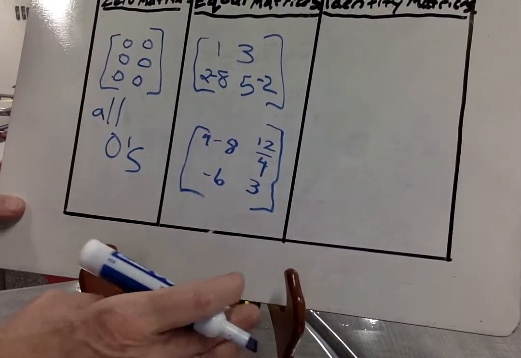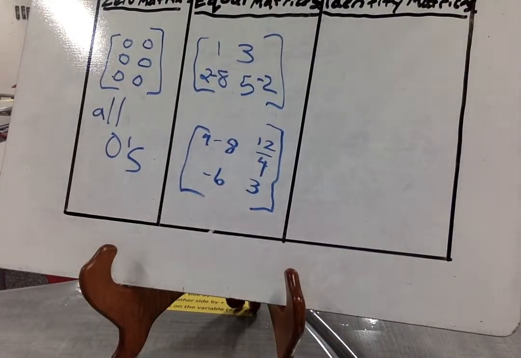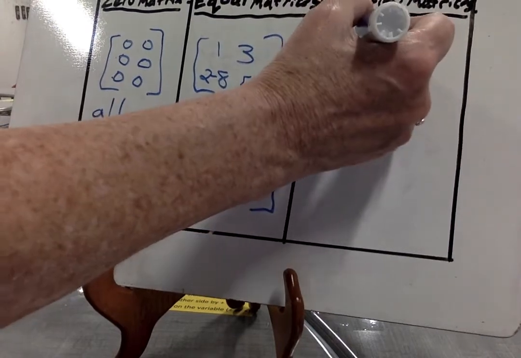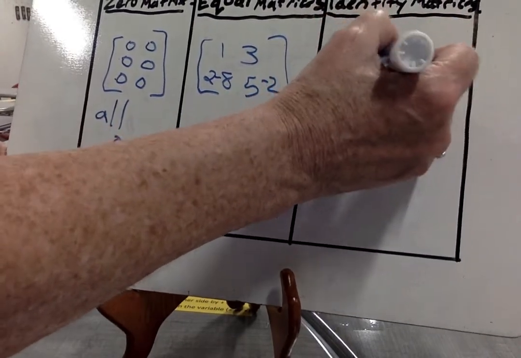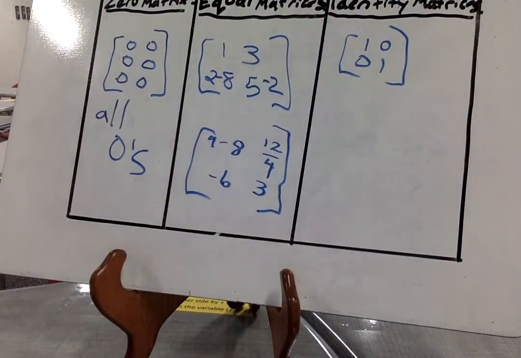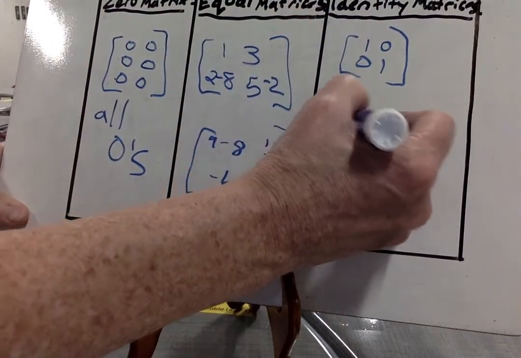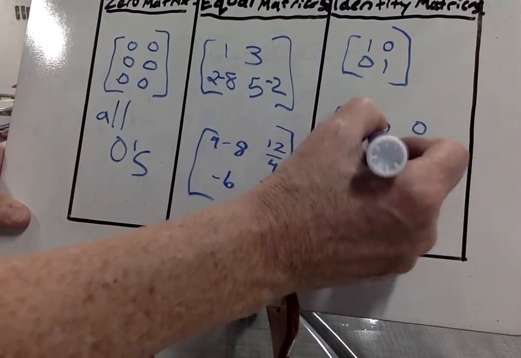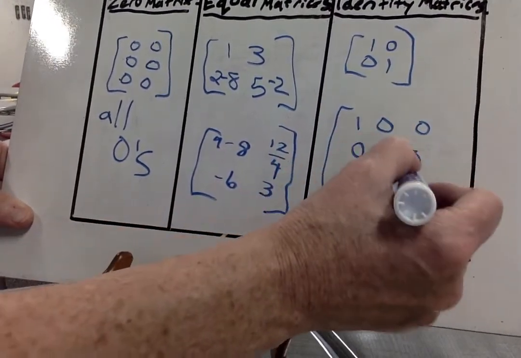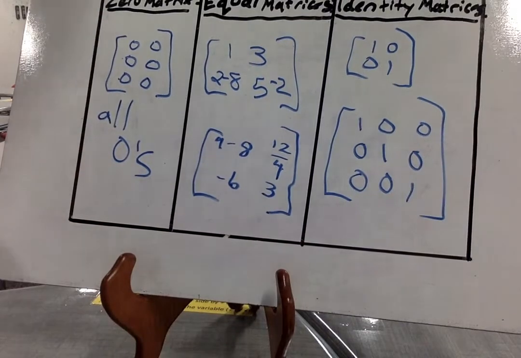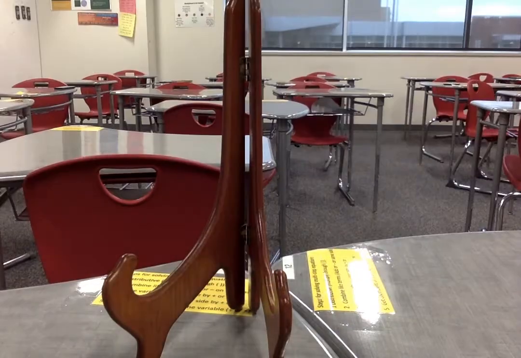Okay. All right, so those are equal matrices. And the identity matrix has to be all square, but it can be like this: 1, 0, 0, 1, identity matrix. Another one, if it's 3 dimension, 3 by 3, and there it is. And that's your identity matrix, okay? All right, we're going to go ahead and move on.